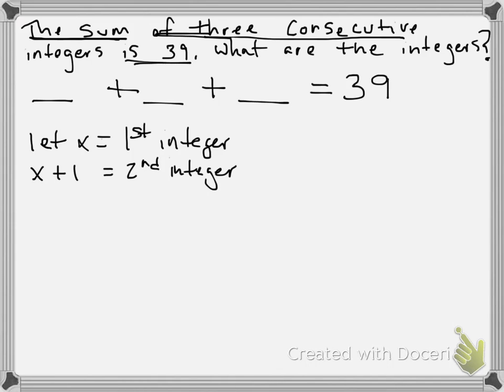And then again, I've got to go to the next number, x plus 2. So I'll have my consecutive numbers. X is going to be the first one. X plus 1 more, that'll be the second one. And then x plus 2 more will give me the third integer.